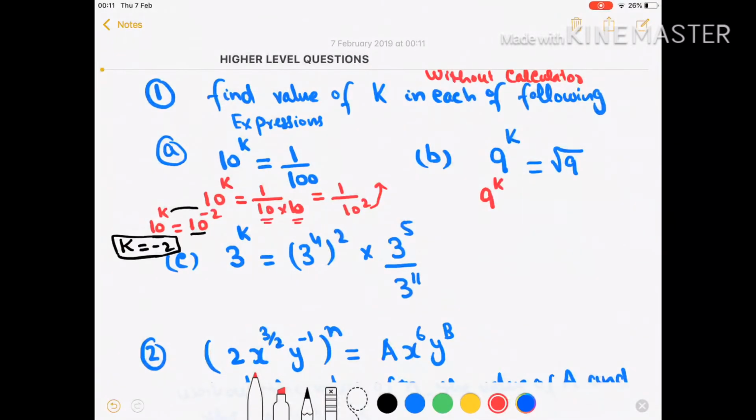Now we are going for question B. On the left 9 to the power k, on the right the square root of 9. Square root means power 1 by 2. The bases are the same, 9 and 9 on left and right, so when bases are the same, the powers are equal. So k equals 1 by 2, or k equals 0.5.